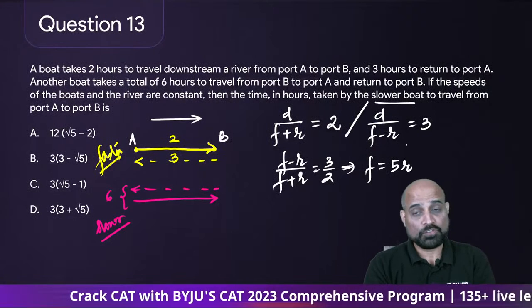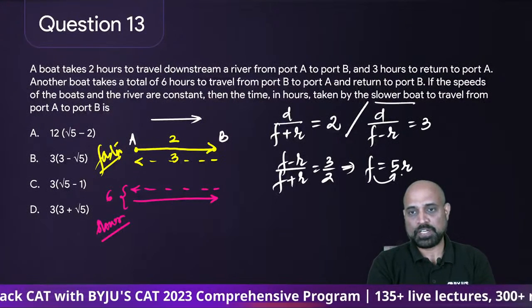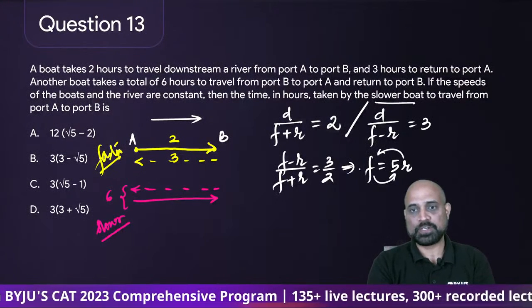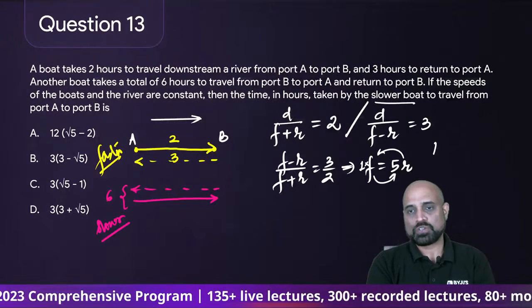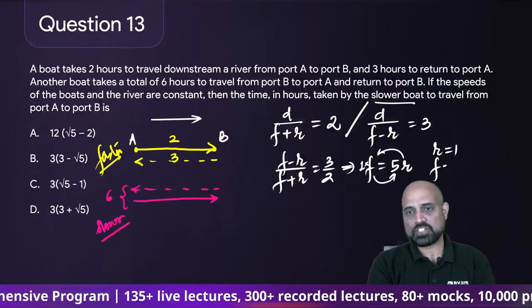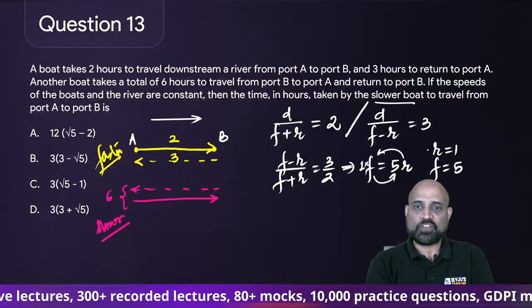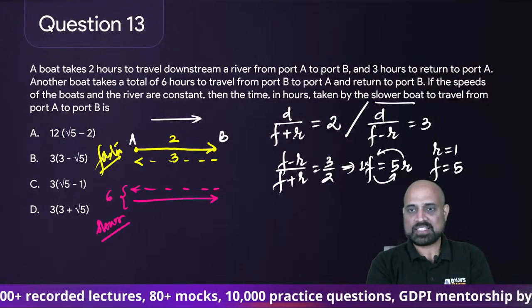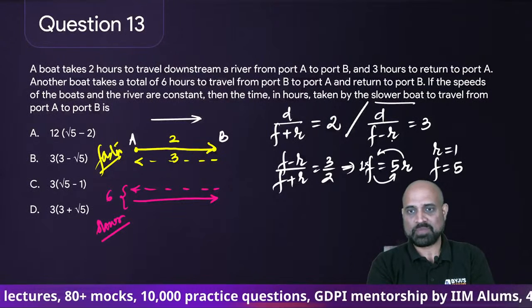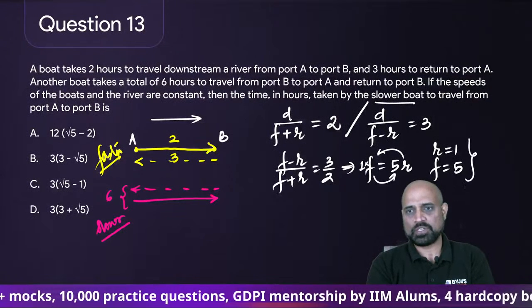And as we have always been doing, the speed of the faster boat is 5 and the speed of the river is 1. So river की value 1 ले लेते हैं, faster boat की value हम 5 ले लेते हैं. And 5 plus 1 is 6 and 5 minus 1 is 4. So D की value इधर से आ जाएगी 12.